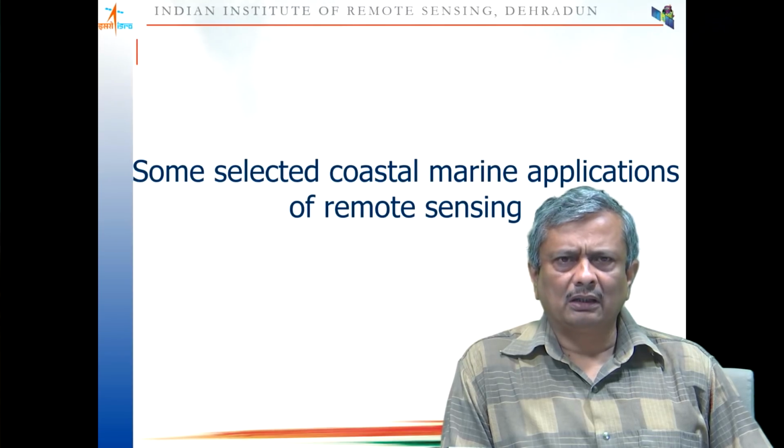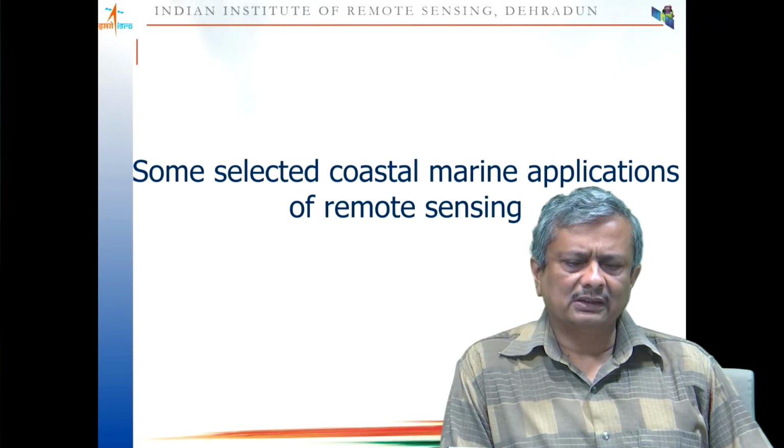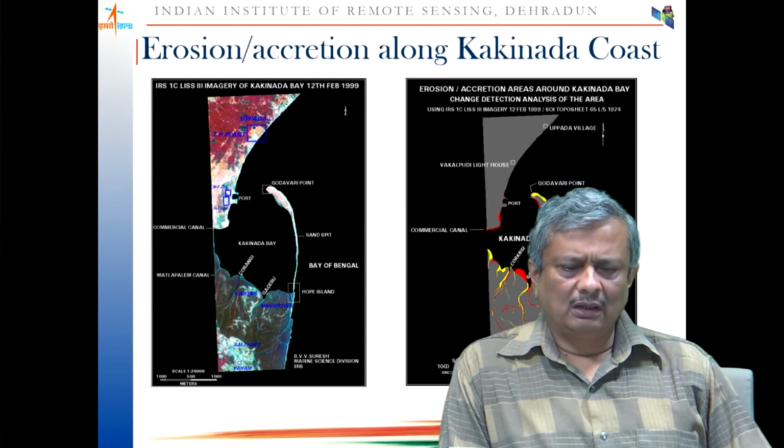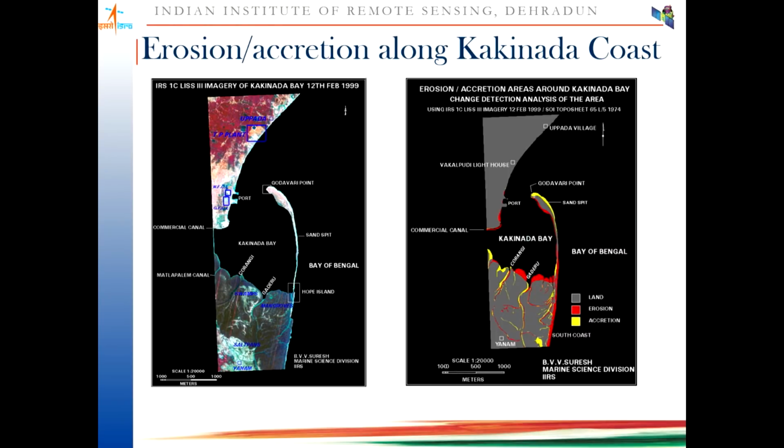Now I think I have a little more time. I'll show you some selected coastal marine applications which have been done at IIRS. This is erosion and accretion along the Kakinada coast, where we can find that the Kakinada Spit is eroding with time. Using multi-temporal satellite data or survey window topography, we try to understand where erosion is happening and where accretion is happening.